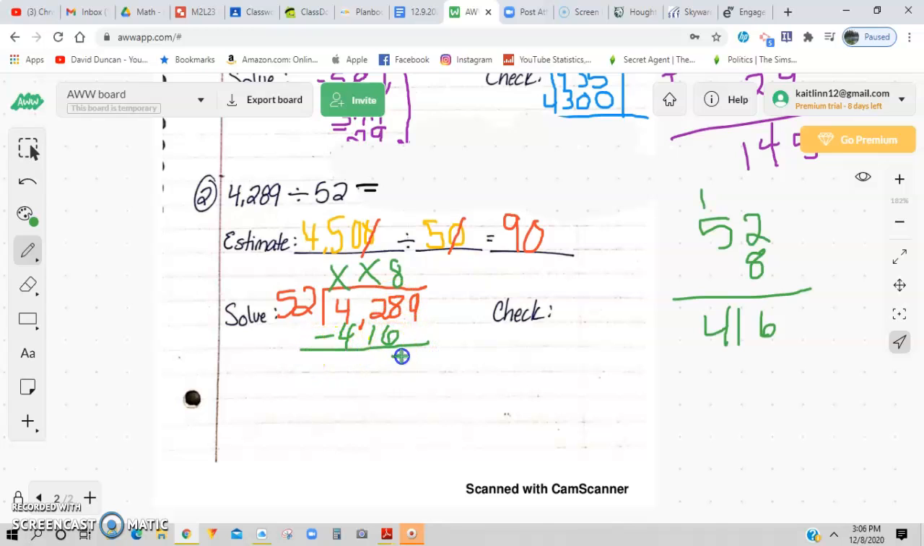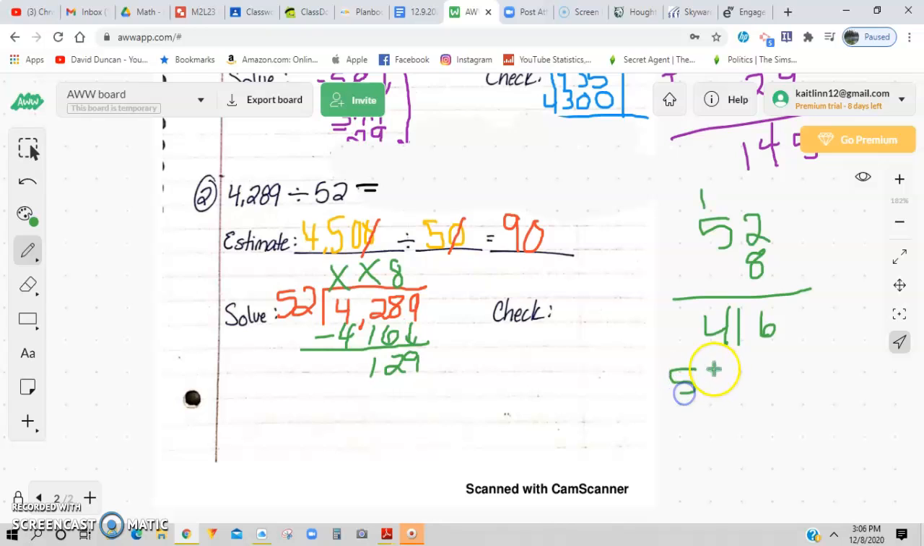8 minus 6 is 2. 2 minus 1 is 1. 4 minus nothing is 4. Now I need to bring down my 9. How many times can 52 go into 129? I'm going to take a wild guess, and I'm going to say only 2 times.